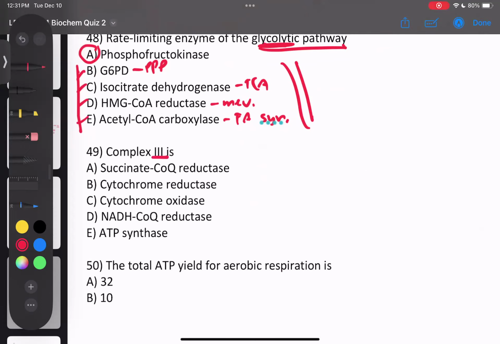Complex 3 should be reductase, but it should be cytochrome reductase. Whenever there is succinate, that is complex 2. Oxidase is 4. That's why some people just use that as a cue, complex 3 reductase, or 4, like O oxidase. I don't know, they're really pushing the issue sometimes. Whenever you see NADH, that's already complex 1. Okay? ATP synthase is 5. This is not actually a part of the real ETC, right?